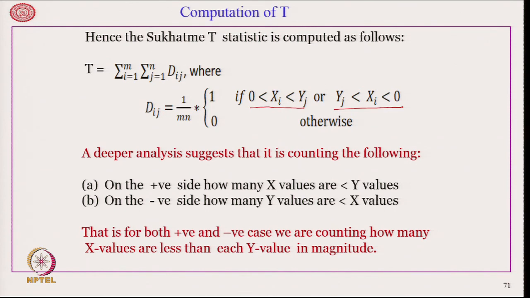A deeper analysis suggests that it is counting the following. On the positive side, how many x values are less than y values, and on the negative side, how many y values are less than x values. So, together we can see that for both positive and negative cases, we are counting how many x values are less than each y value in magnitude. Let me illustrate with one example.